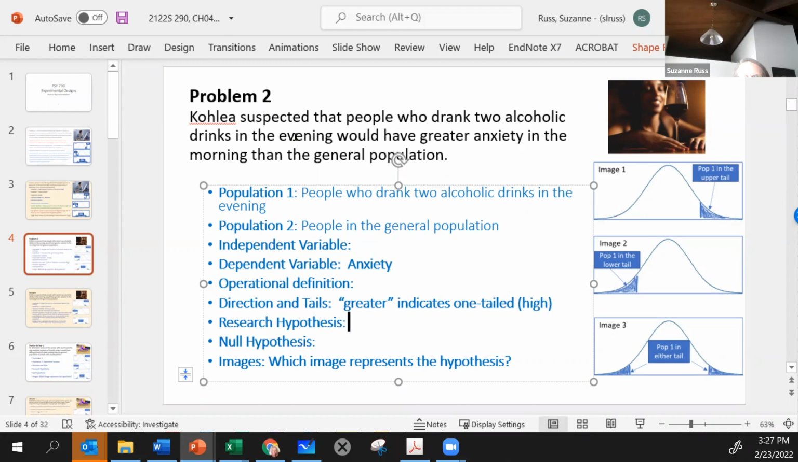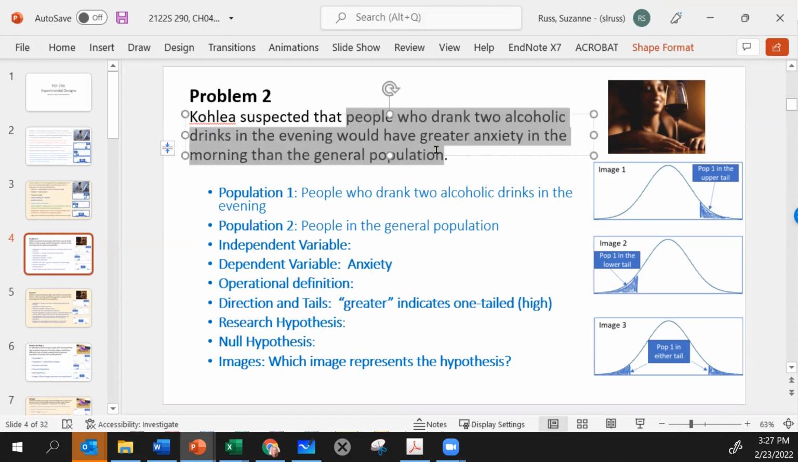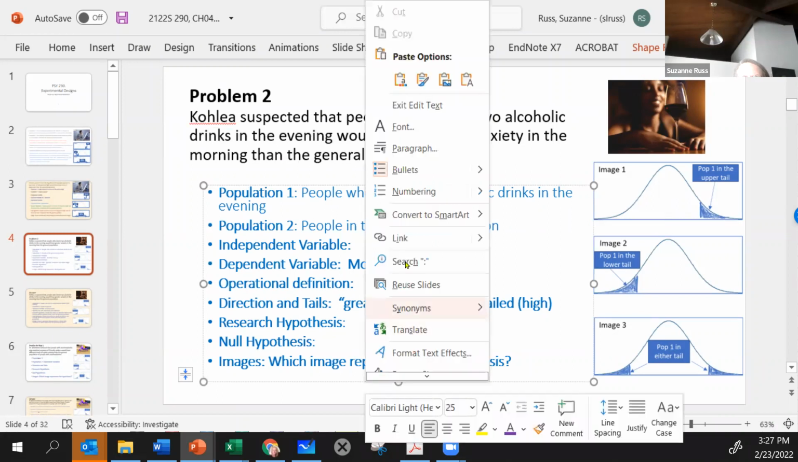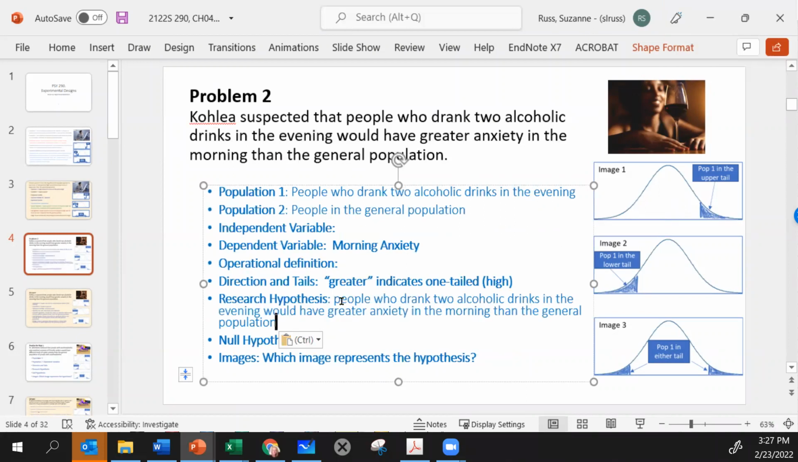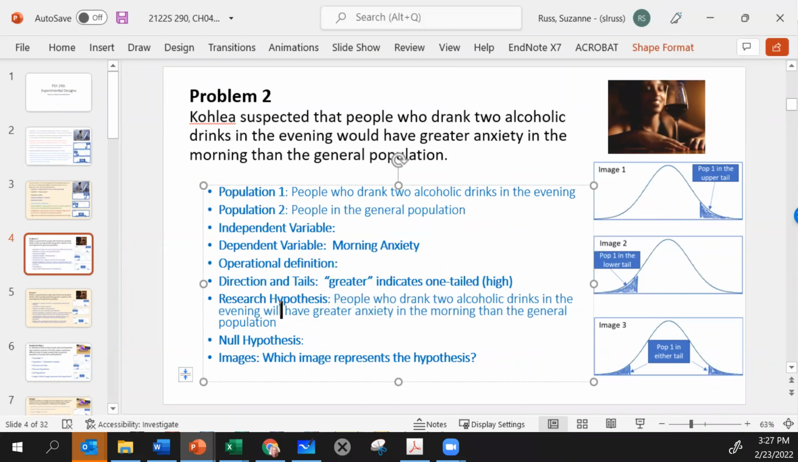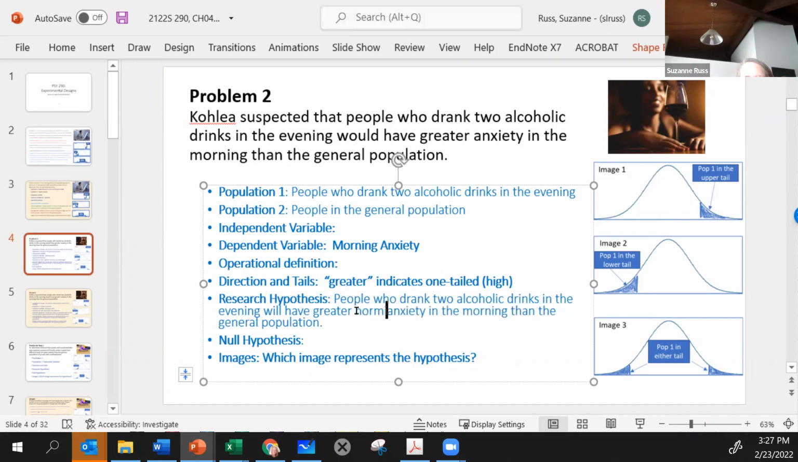Our research hypothesis, again, we can copy it right out of here. And I'm going to be more clear about my dependent variable, morning anxiety. Our research hypothesis is right here. People who drank two alcoholic drinks in the evening will have greater anxiety in the morning than the general population. I think I'm going to change this to morning anxiety, so it's a little less wordy.